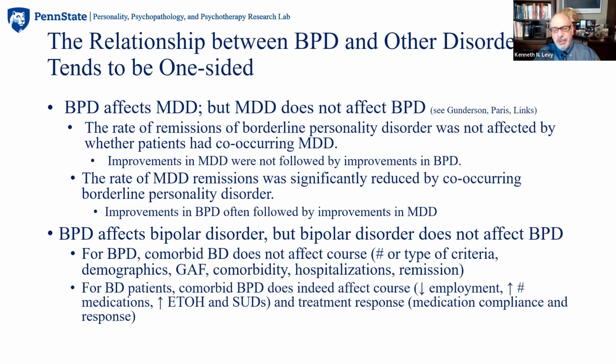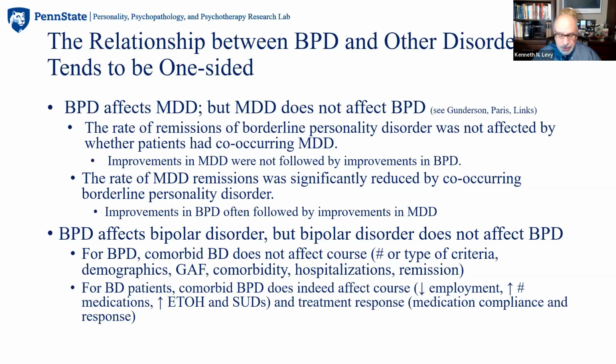Interestingly, the relationship between BPD and other disorders tends to be one-sided. What I mean by that is BPD tends to affect the course of other disorders. Here I give 2 examples, major depressive disorder and bipolar disorder, but the comorbidity of those disorders with BPD actually has little effect on the course and outcome for BPD. I'm not saying that those other disorders wouldn't be important if comorbid in a person with BPD, but the evidence suggests that we should be privileging the information about the BPD comorbidity for those other disorders rather than the other way around.